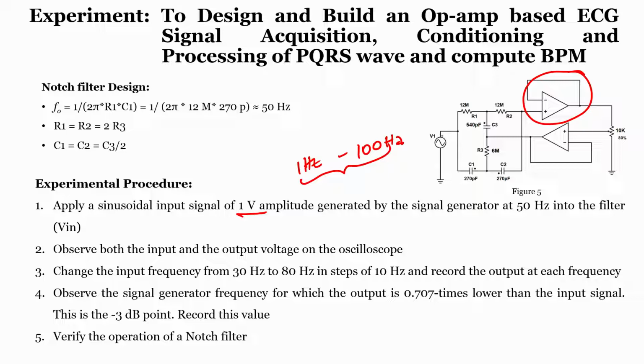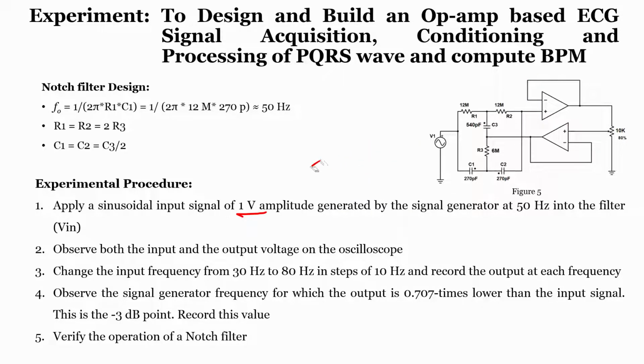That 0.707 factor is because of our minus 3 dB point. So, if we can find the minus 3 dB point, that is, the frequency at which the output is 0.707 times the input, that frequency gives us the cutoff frequency of our notch filter, right.